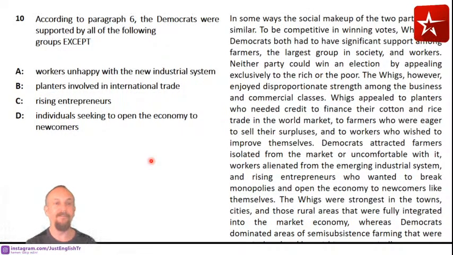First up there. Workers unhappy with the new industrial system. It's an interesting question, this. It's a difficult one too. Jada Panache. We've been 1 minute 30 seconds so far. Jada's in with A. Hoş geldin. She's in with A too.